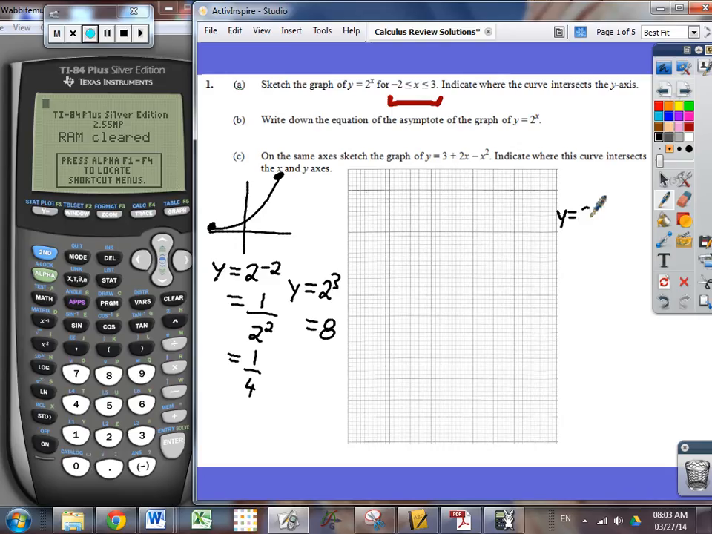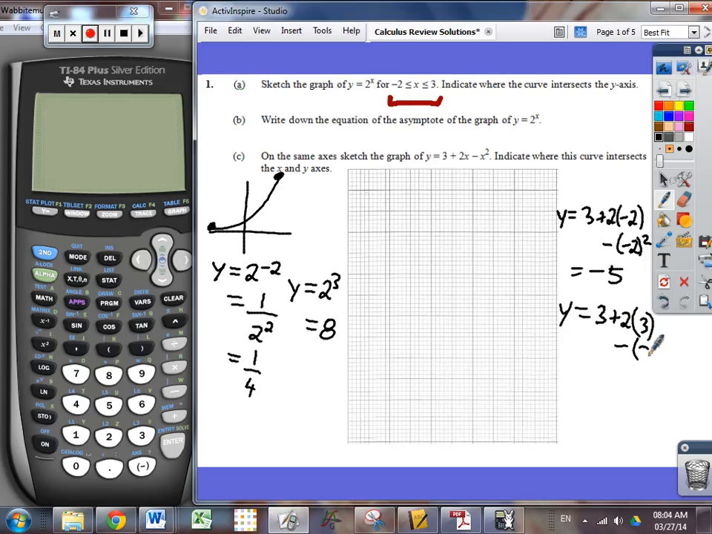And so I had y equal to 3 plus 2 times -2 minus -2 squared. And that gives me -5. And I had my right endpoint of +3. And that gave me a y value of 0. So the overall result is that I need to extend my y-axis from -5 up to +8. Those are the extremes at my endpoints. That's a total of 13 units, which is why I've set my graph to be 13 units tall.